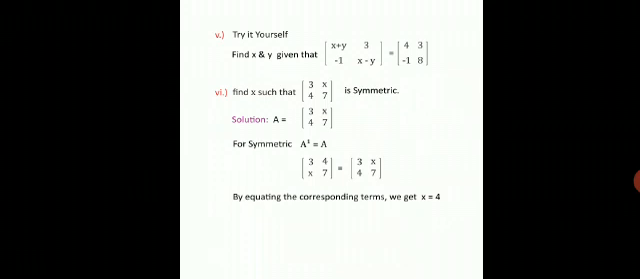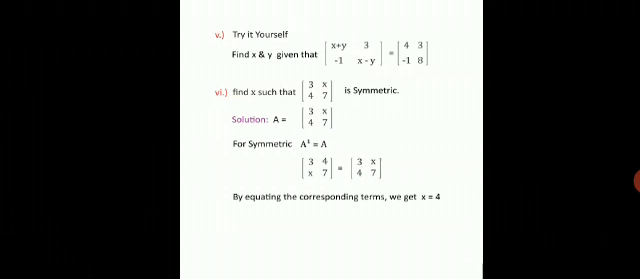Similarly, I hope you will try this yourself. Find x and y given that x plus y 3 minus 1 x minus 4 is equated to 4, 3, minus 1 and 8. I hope you will try this, students. We will do the next sum, that is the sixth one.